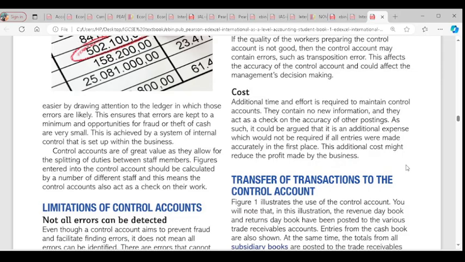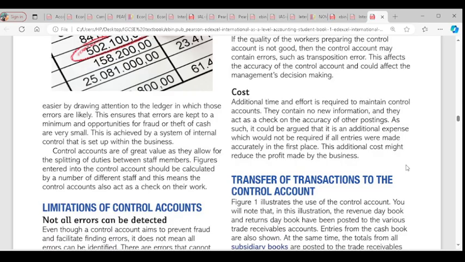Cost. Control account can be seen as time consuming, which means additional expenses as there are no new entries. You are not preparing a new account. It's the same account that you have previously prepared. You are just putting them in the sales ledger and purchases ledger. So that means you're wasting time, and you might have to pay someone to do that. Do you understand? Any question about that?